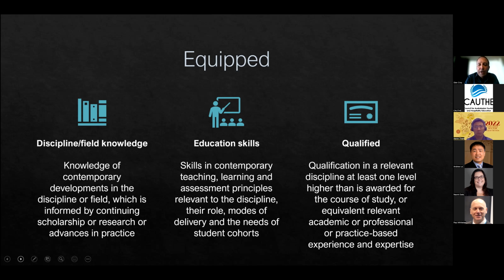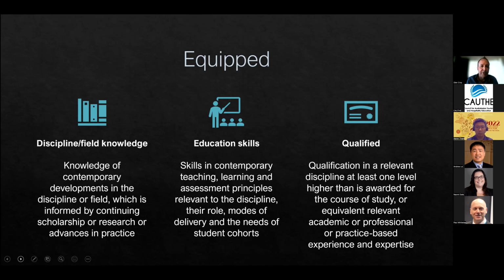The third element here is qualified. This is a qualification in a relevant discipline at least one level higher than is awarded for the course of study, or equivalent relevant academic or professional or practice-based experience and expertise. Generally the qualification would be an academic qualification, but it does leave room open for professional or practice-based experience and expertise. We'll delve into how we can interpret that, and at what level it should be to be deemed equivalent to those qualifications.